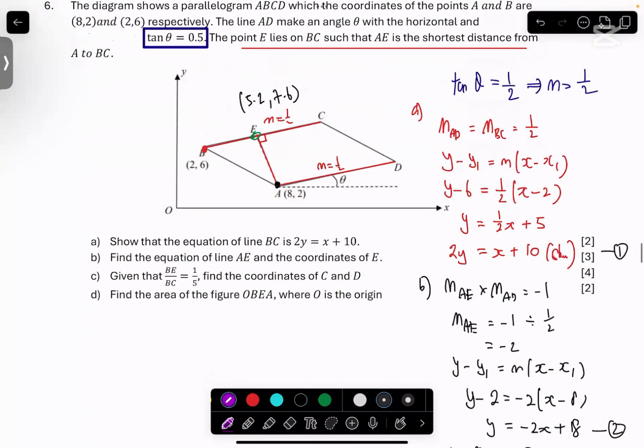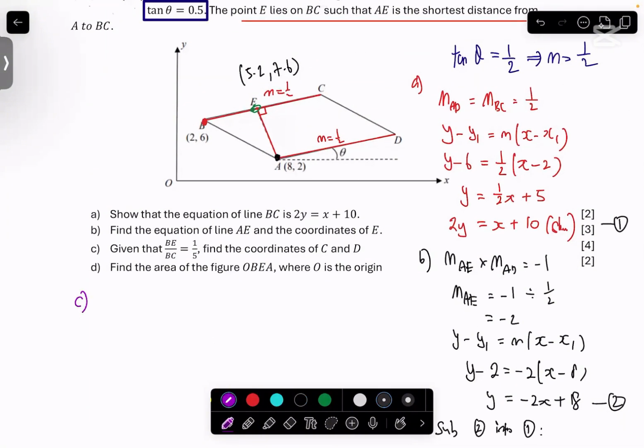Given that BE over BC equals 1 over 5, so BE over BC equals 1 out of 5. Find the coordinates of C and D.